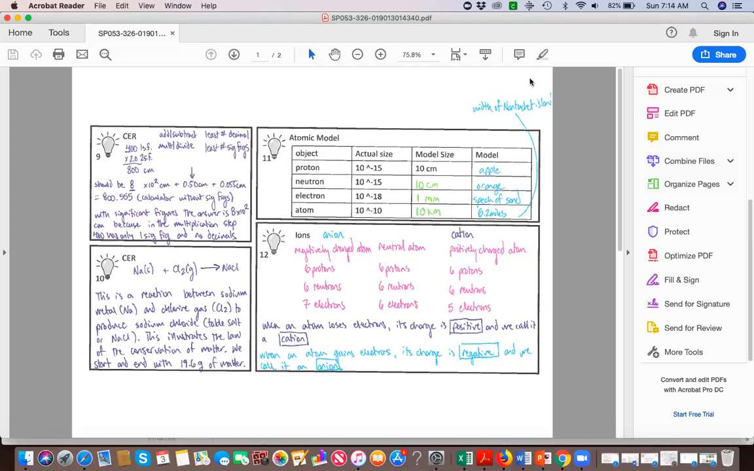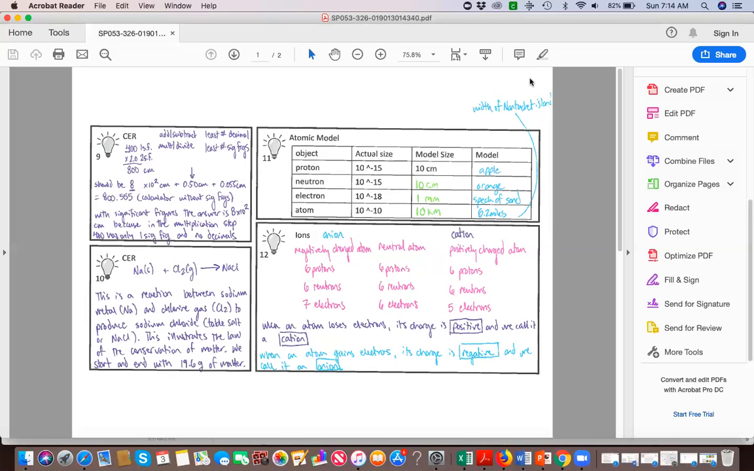The electron is much, much smaller, though, than either the apple or the orange. And so we're going to represent that with 1 millimeter, or a speck of sand. And if we take all of that together and we think about how big that would be at scale, then our atom would be 10 kilometers, or 6.2 miles, or the width of Nantucket Island.